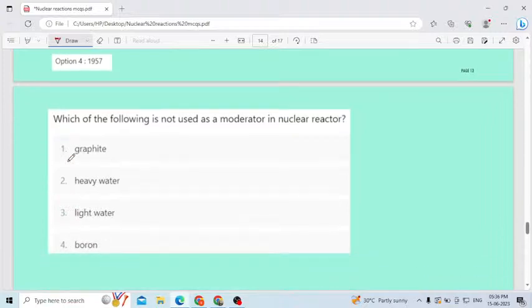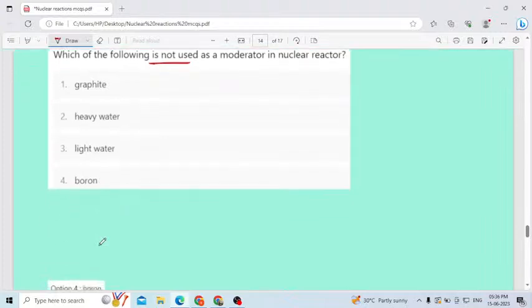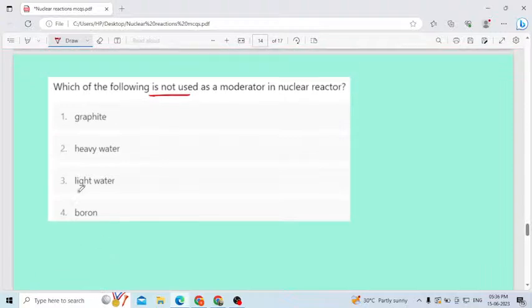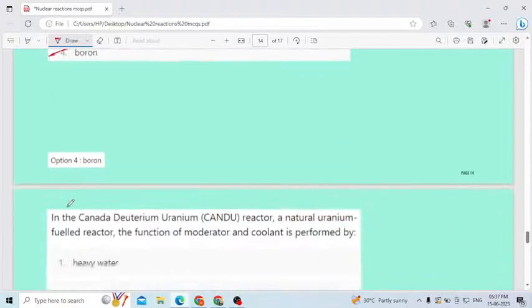Next, which of the following is not used as a moderator in a nuclear reactor? Graphite, heavy water, third one light water, boron. The correct answer for this question is boron. Boron is used in control rods, not in the moderator.